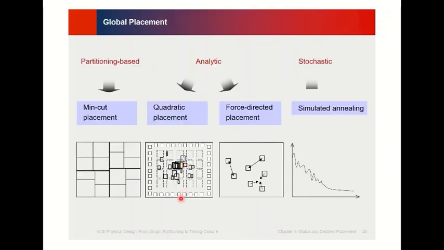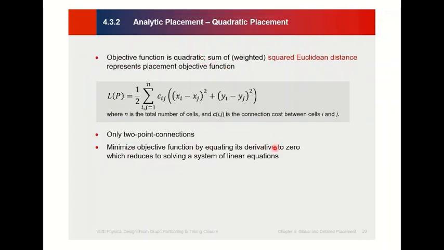As I mentioned earlier, there are several other algorithms. I just explained the min cut algorithm. The next one is quadratic placement. In quadratic placement, we use a so-called objective function LP given by this. What it does, if you look here, for example, we have 4 cells, n equal to 4.